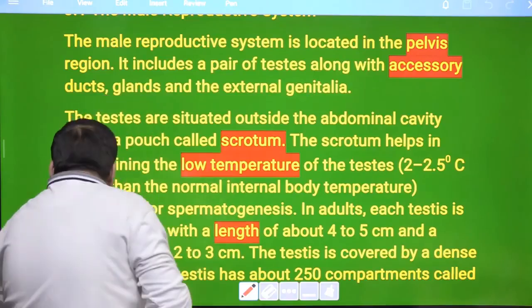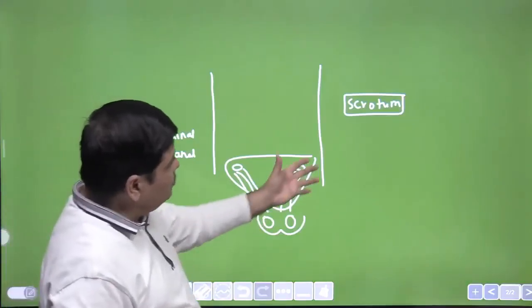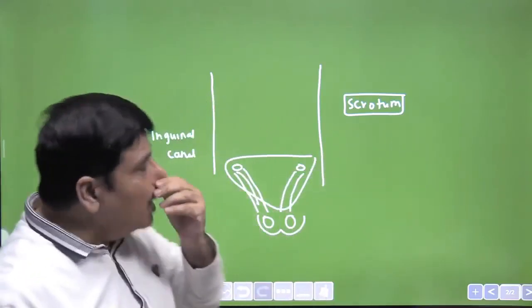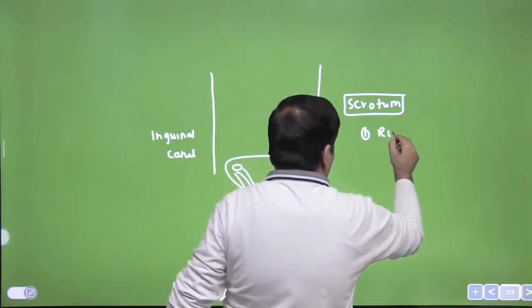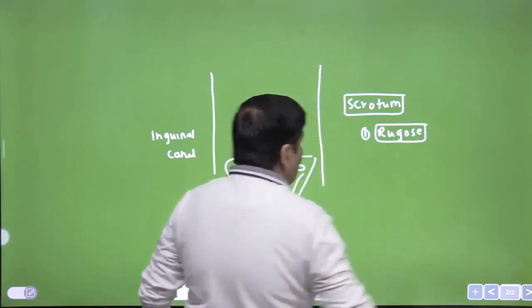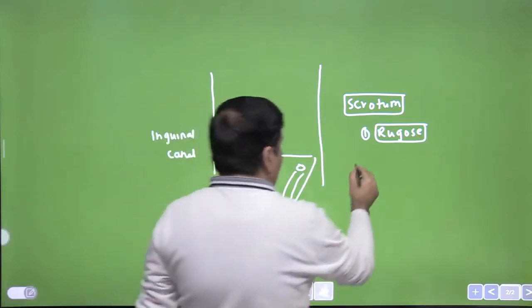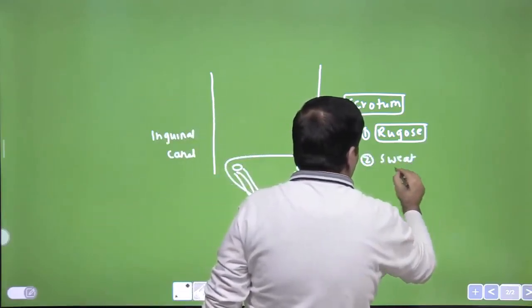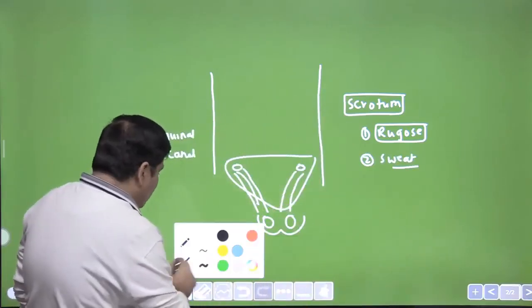Now a question that can be based on an extension of this information is: what is so special about the scrotum that thermoregulation is easy? The answer is, one, that it is highly rugose. Folded skin is present. It has a large surface area, and you know that heat can be lost from a large surface area. Second, it has a large number of sweat glands. We know that evaporation causes cooling. And more importantly, there is a muscle.